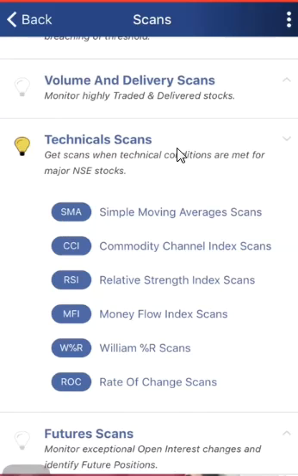So here is the list of the technical scans which are available: the simple moving average scan, commodity channel index scans, relative strength index scans, money flow index scan, William percent R scans, rate of change scans. And friends, the beauty of this app is whenever you click on any of these technical scans, there is an information button, I, which when you click will give you the explanation of what this indicator means. So if it is crossing from above or from below, you can make use of it to understand whether this indicator indicates a positive bias or a negative bias in the stock.